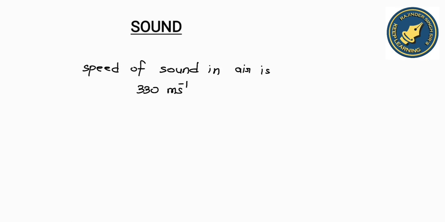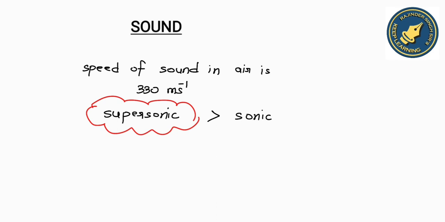Speed of sound in air is 330 meters per second. Anything which can travel faster than this speed, we call supersonic. Examples: Concorde, jet planes, fighter planes. So these are all examples of supersonics.